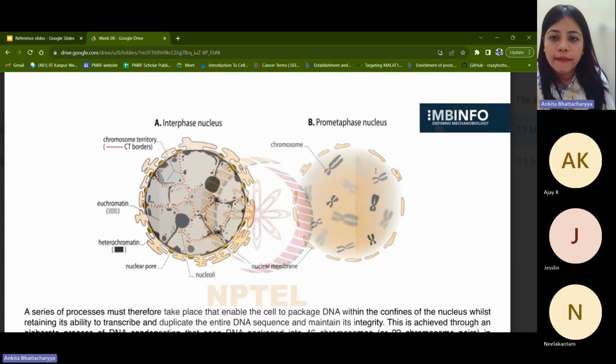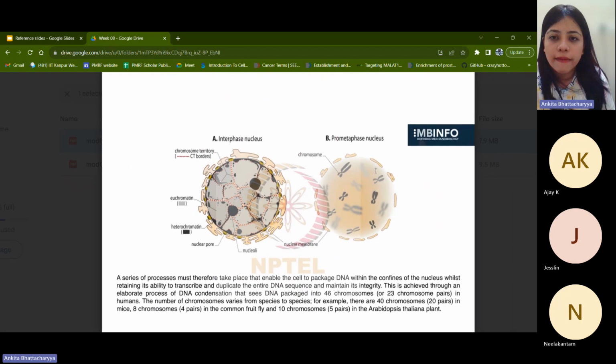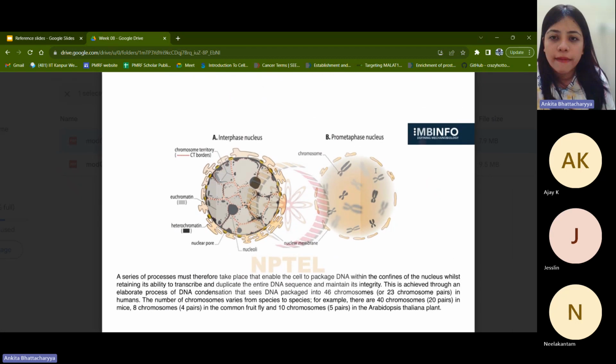forming the metaphase plate. So I think there's a definition of it as well. It says that a series of processes must therefore take place that enables the cell to package DNA within the confines of the nucleus while retaining its ability to transcribe and duplicate the entire DNA sequence, and also maintain its integrity. How is this achieved? An elaborate process of DNA condensation occurs that sees the DNA packaged into 46 chromosomes, rather 23 pairs in humans.